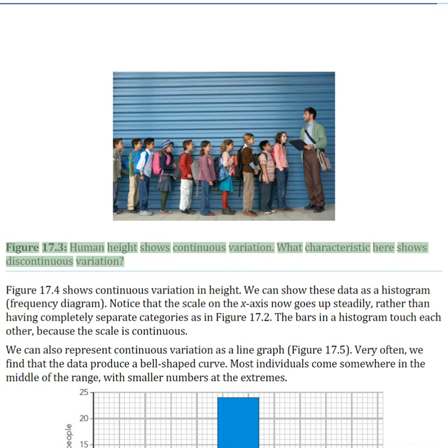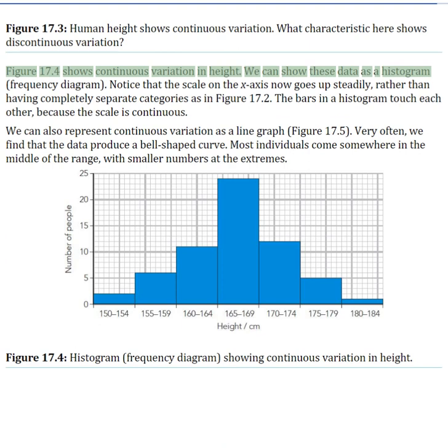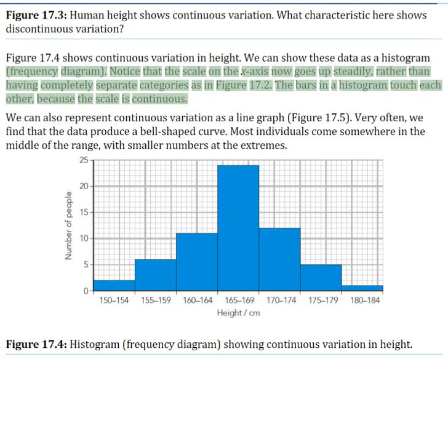What characteristic here shows discontinuous variation? Figure 17.4 shows continuous variation in height. We can show these data as a histogram. Notice that the scale on the x-axis now goes up steadily rather than having completely separate categories as in figure 17.2. The bars in a histogram touch each other because the scale is continuous.